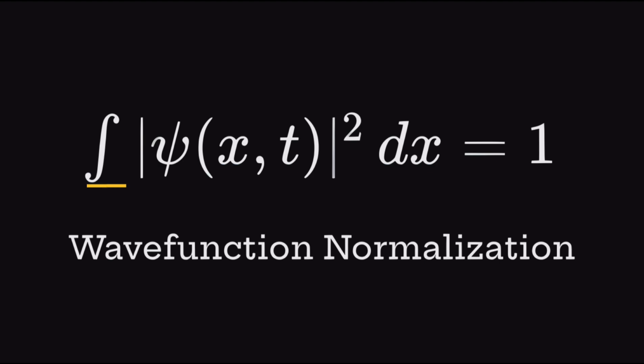The integral sign represents a summation over all possible positions, which is x. This is modulus of psi of x and t squared, as explained in the probability density formula. dx is a small piece of space we're summing over. If you don't really understand this formula, it's alright because you need a fundamental understanding of calculus to properly understand integration. Normalization makes the wave function physically meaningful.